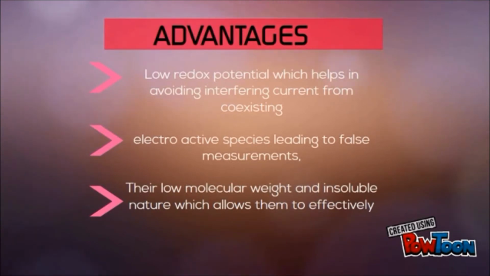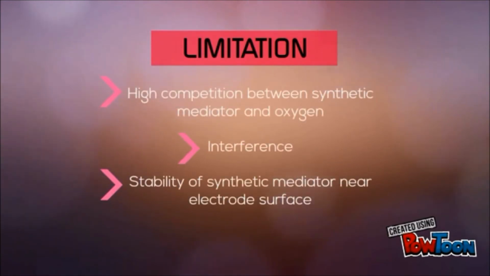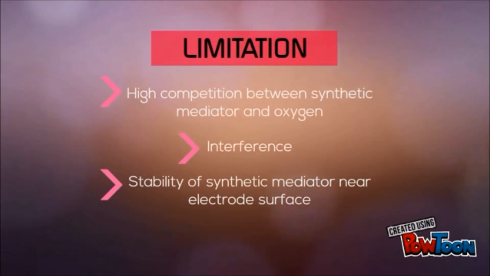Advantages of the second generation glucose biosensor: low redox potential, which helps in avoiding interfering current from coexisting electroactive species leading to false measurements. Their low molecular weight and insoluble nature allow them to effectively diffuse without complexing. However, there are major drawbacks of using mediators in second generation glucose biosensors: high competition between synthetic mediator and oxygen, interference, and stability of the synthetic mediator near the electrode surface.